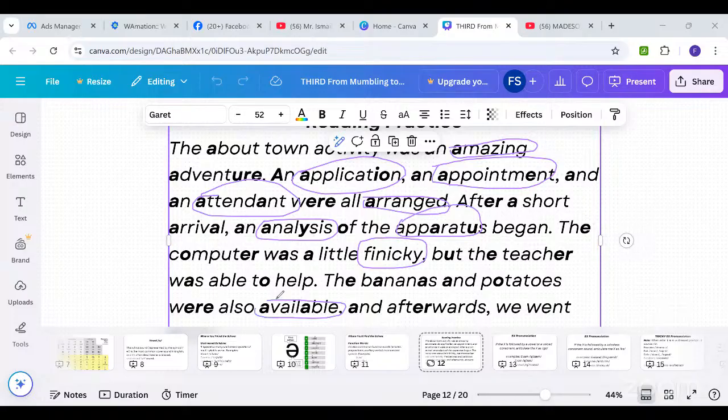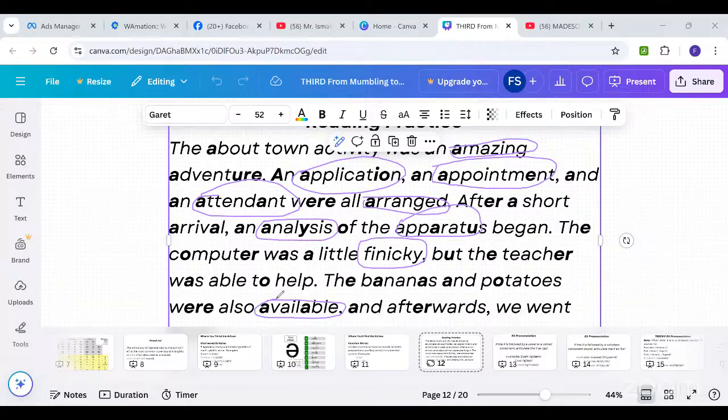Sorry. Amazing. Adventure. Application. Appointment. Attendant. Arrange. Analysis. Analysis. You're not pronouncing your shua. Remember that for the shua, don't open your mouth. It's not ana. Ana, n.